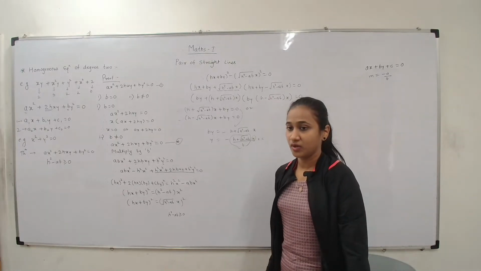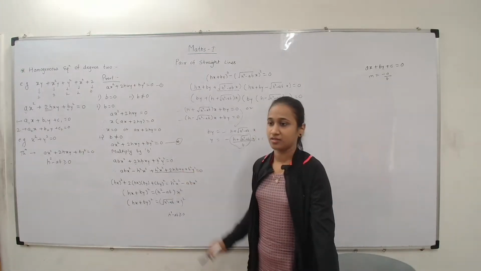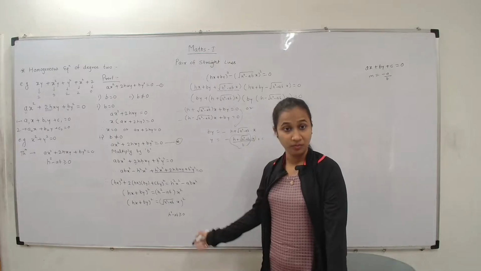Third, if h square minus ab is less than 0, then the equation does not represent any combined equation. It will be complex.